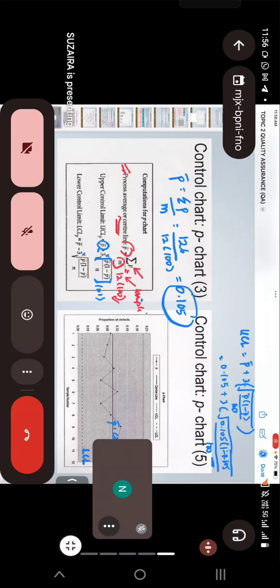While you calculate the UCL and LCL, we will probably take a break of 5 minutes. We will continue shortly, like 12:03, something like that.